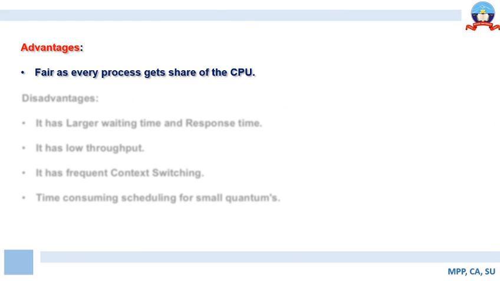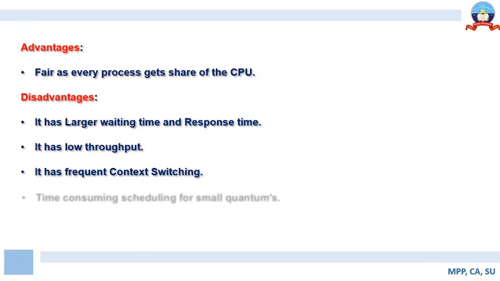Some of the advantages of the round robin algorithm is that it's a very fair algorithm, wherein every process gets a share of the CPU after a certain interval of time. Disadvantages: it has a larger waiting time and response time, and very low throughput. It has frequent context switching, and it's time consuming if the quantum value is very small. So this is all about priority scheduling and round robin scheduling.